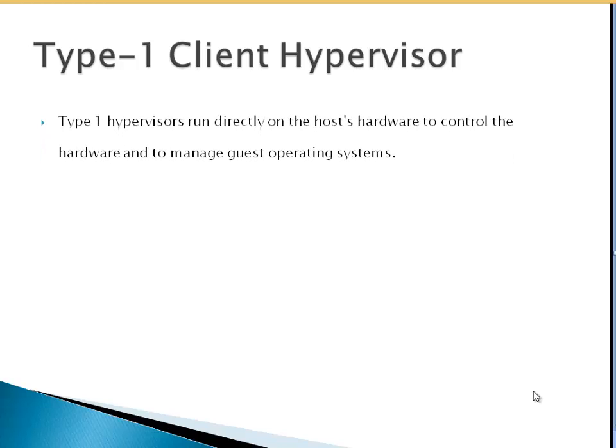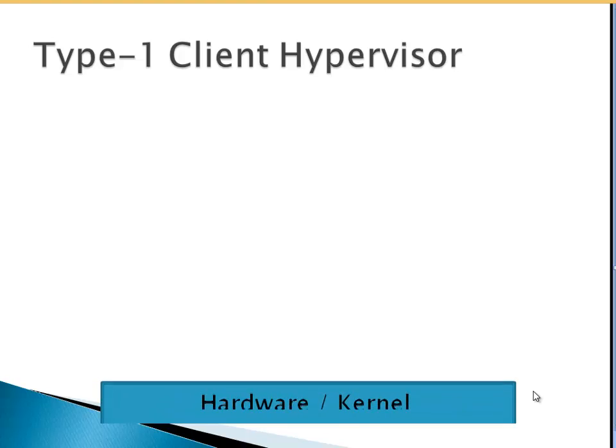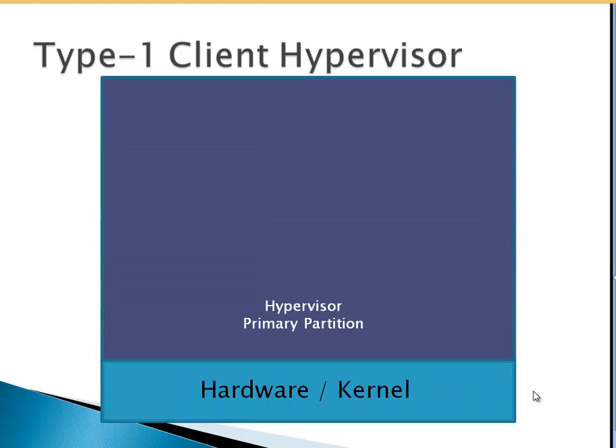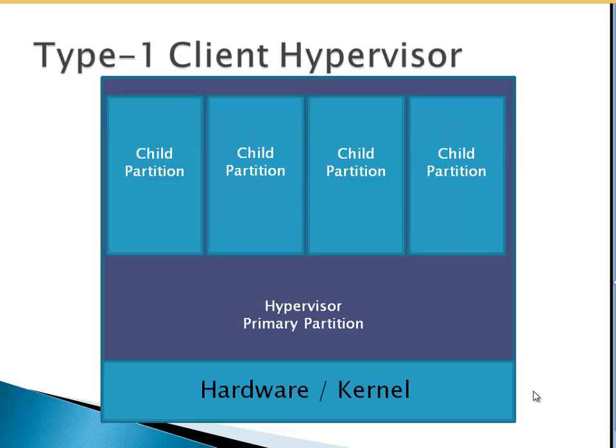So a Type 1 hypervisor runs directly on the host hardware to control the hardware and to manage guest operating systems. The guest operating systems go above the hypervisor. No host operating system is required, and no host operating system is sharing the processor. With a Type 1 client hypervisor, we have a primary partition or parent partition, and all other partitions for virtual machines are called child partitions.